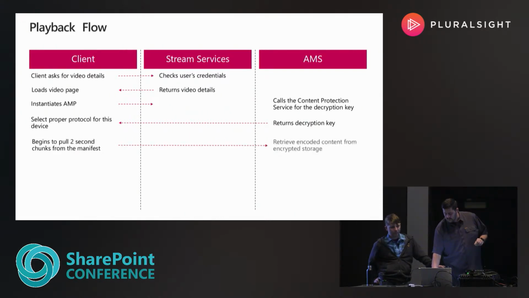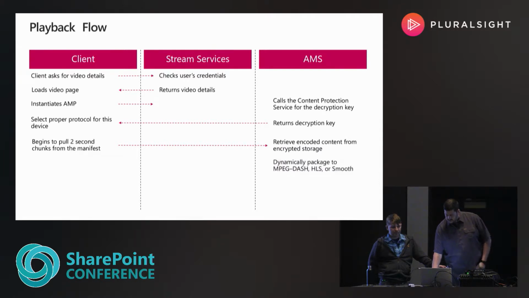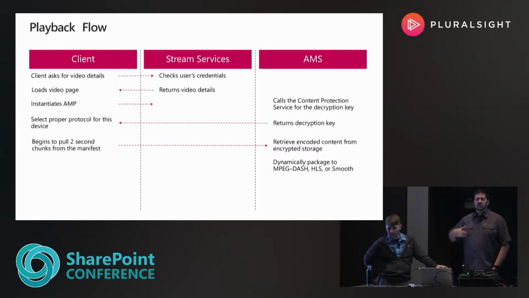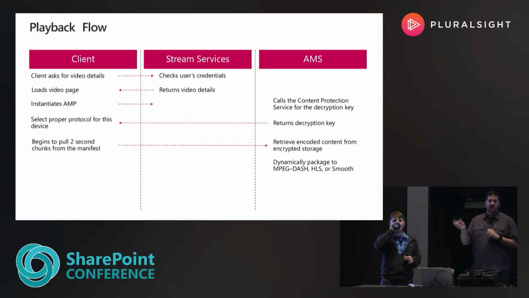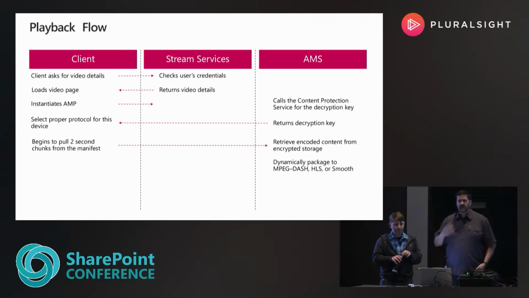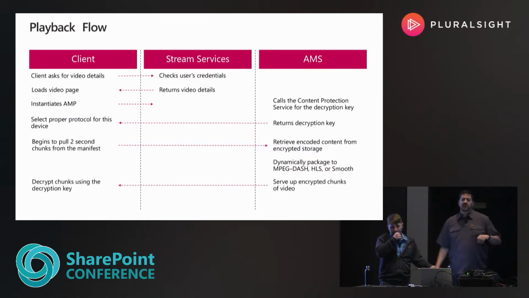So it's going to say, okay, I got the protocol, let's start pulling content. AMS is going to retrieve the content from our encrypted storage space and grab the content chunks. One of the things we get from AMS is dynamic packaging, meaning we store the content in a generic manifest format, and it's ready to be delivered in any of the manifests that we have. That way we save time processing formats that aren't needed, and it does it on demand. Based on whatever the media player said it needed, it packages it correctly and serves up the encrypted chunks back to the client. The client uses that decryption key to decrypt and render the video.